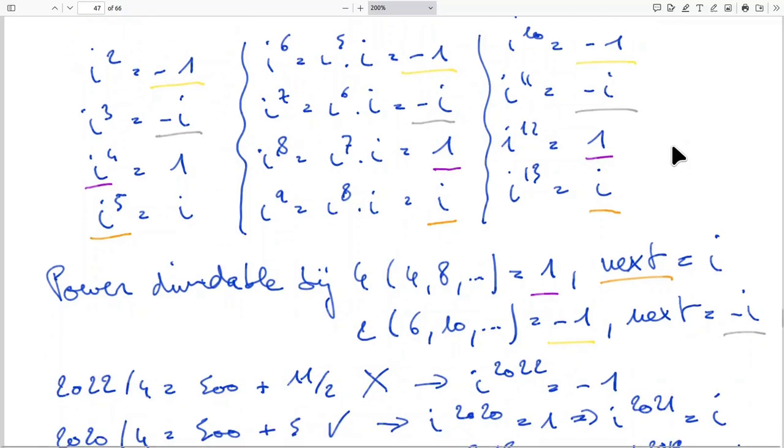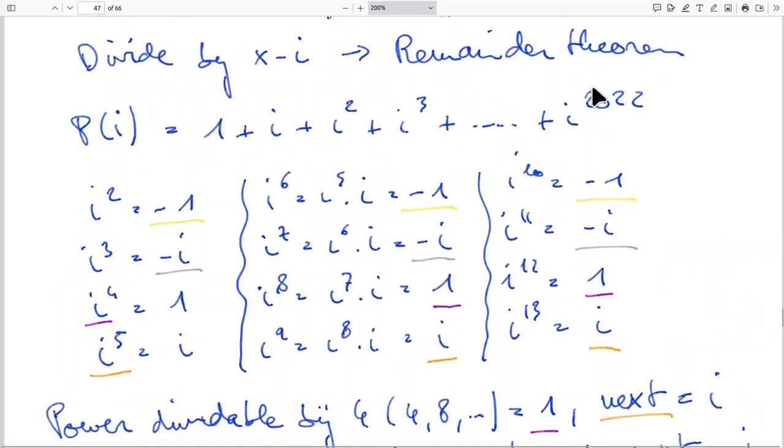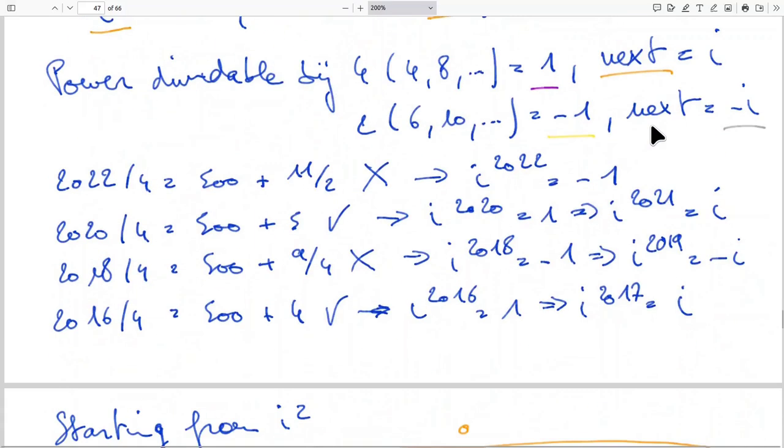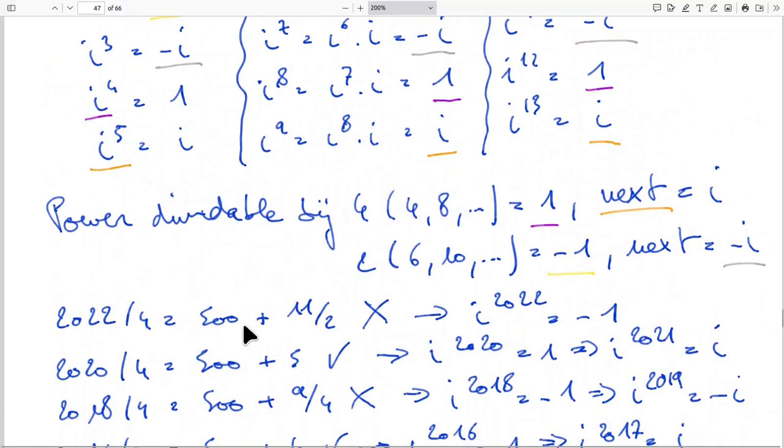Now the last one here is 2022. Is that divisible by 4? No, it's not. It's only divisible by 2, so i to the power 2022 is minus 1. Only divisible by 2, not by 4, so minus 1.